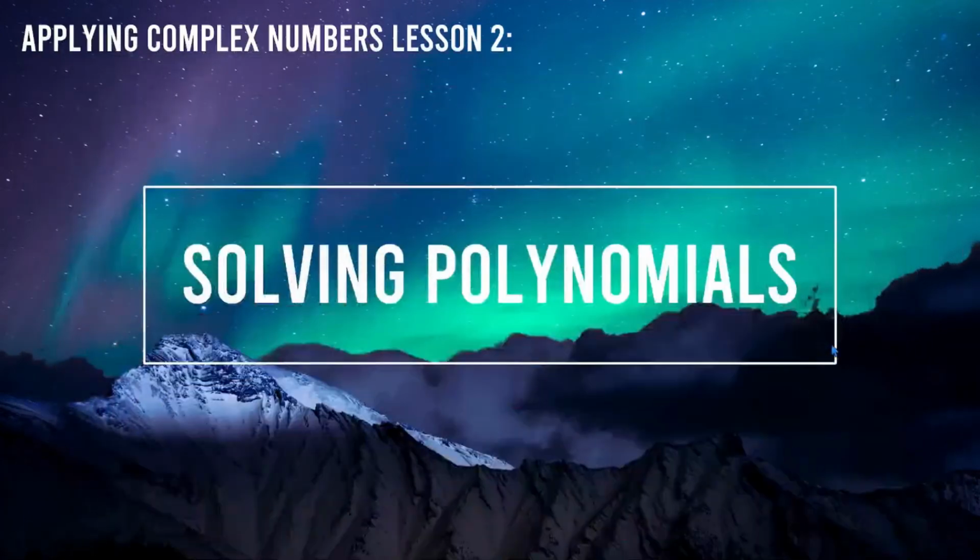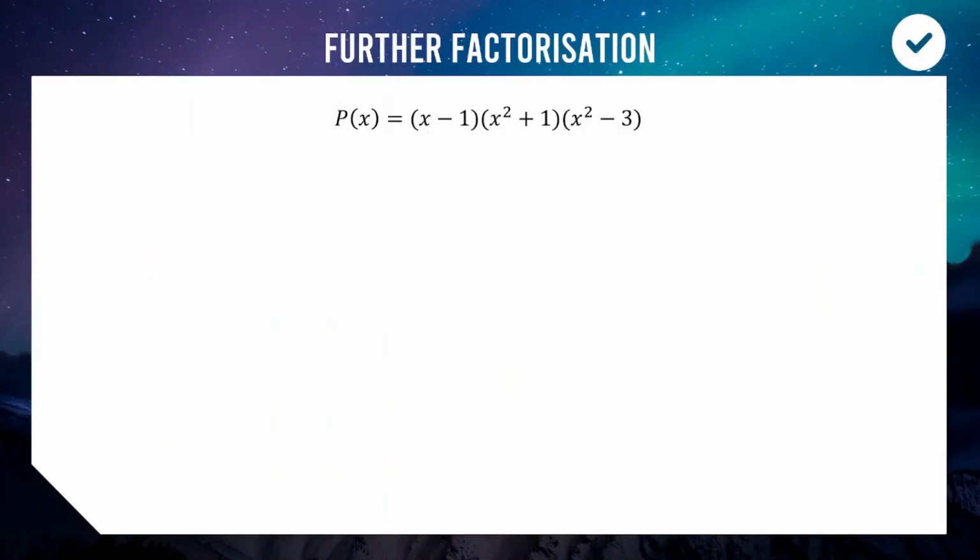All right, today's lesson, really fun one. It's all about solving polynomials involving complex roots or complex numbers. Let's take a look at some further levels of factorization we can achieve in this course as opposed to the advanced or the extension 1 course. So right here is a polynomial. We can see it's degree 5, and this is as far factorized as you would go in the advanced or extension 1 course, okay?